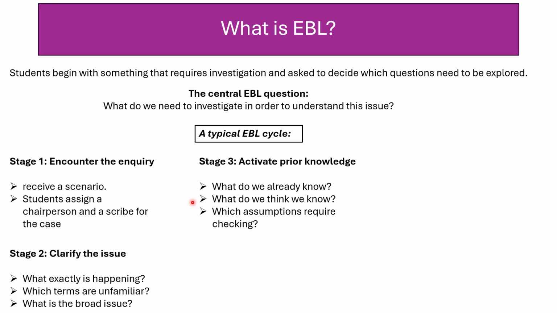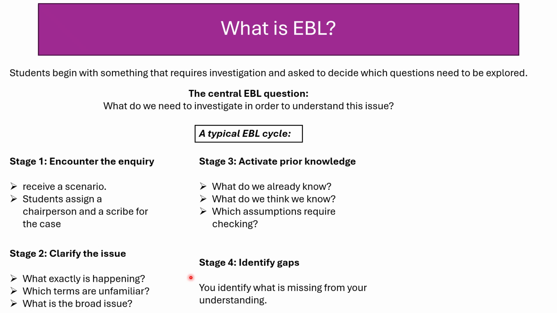And then what do we think we know? So any assumptions you have about the case, you need to write them down. That's what you think you know, but you're still not sure about it. And then what assumptions require checking. So if the case is presenting any assumptions, then you need to write down whether these assumptions are confirmed or whether we need to search them further. In stage 4, you will be identifying the gap.